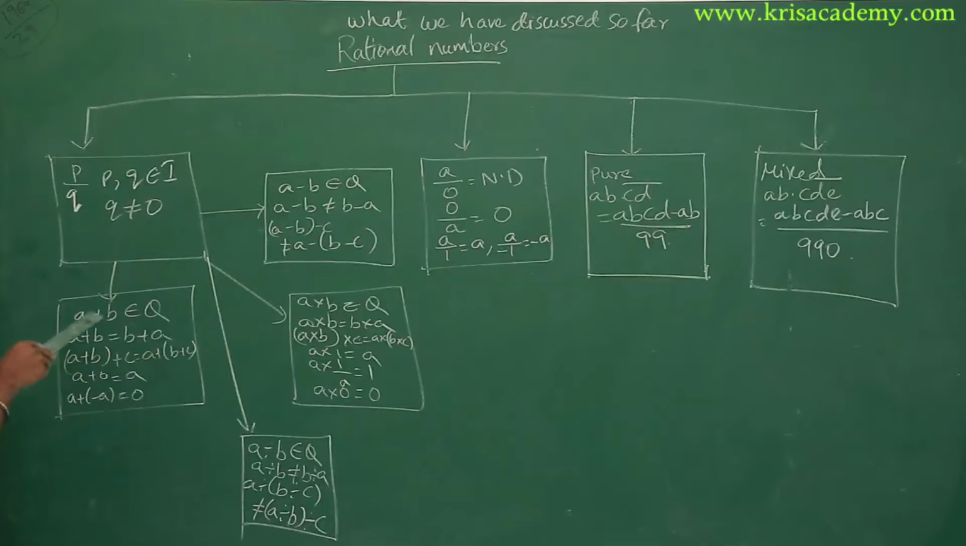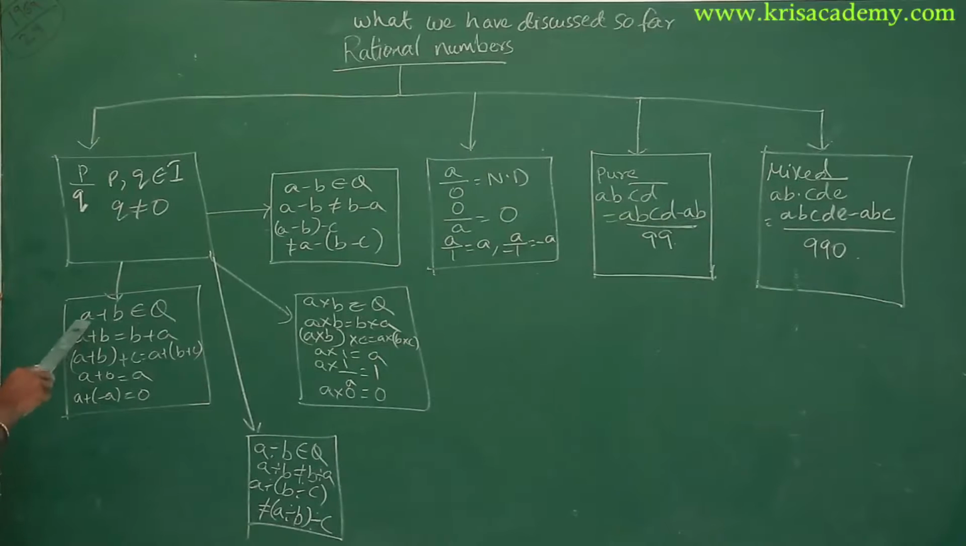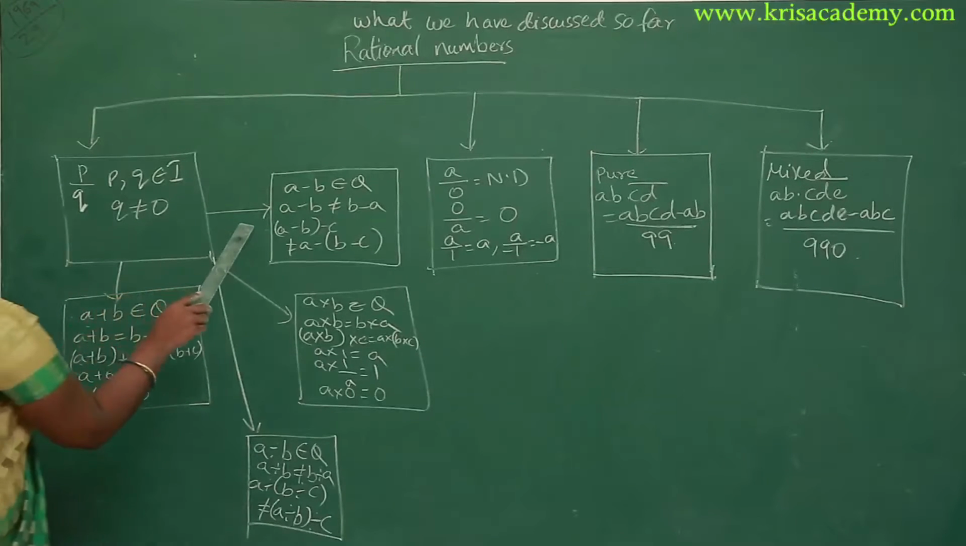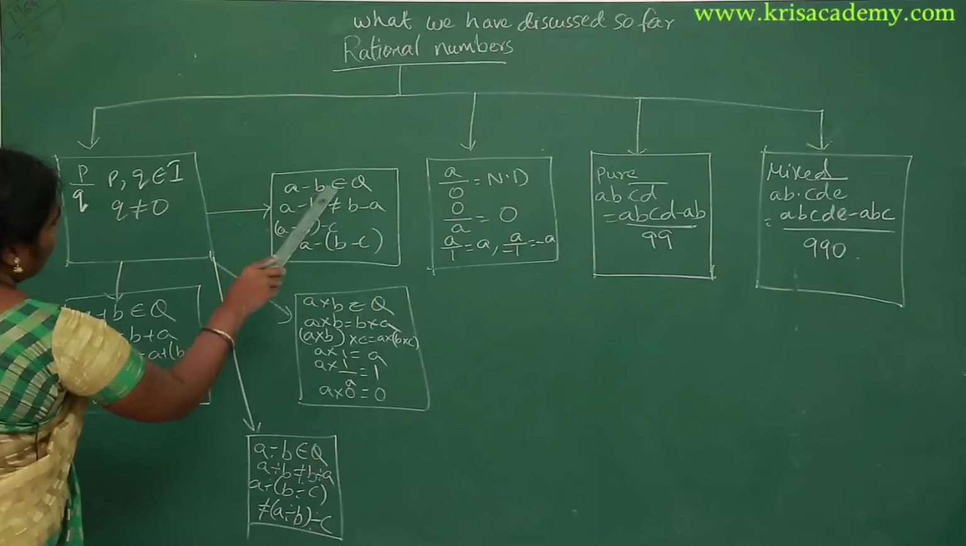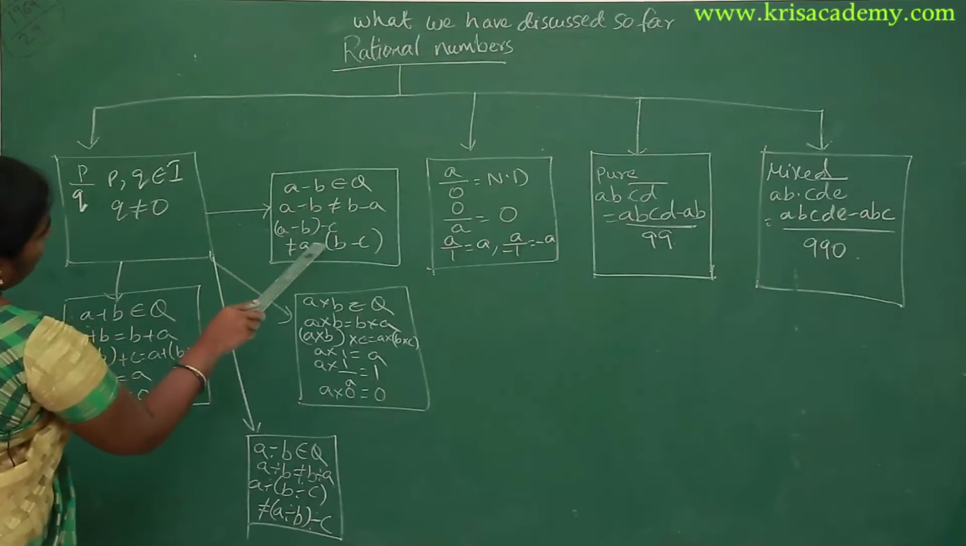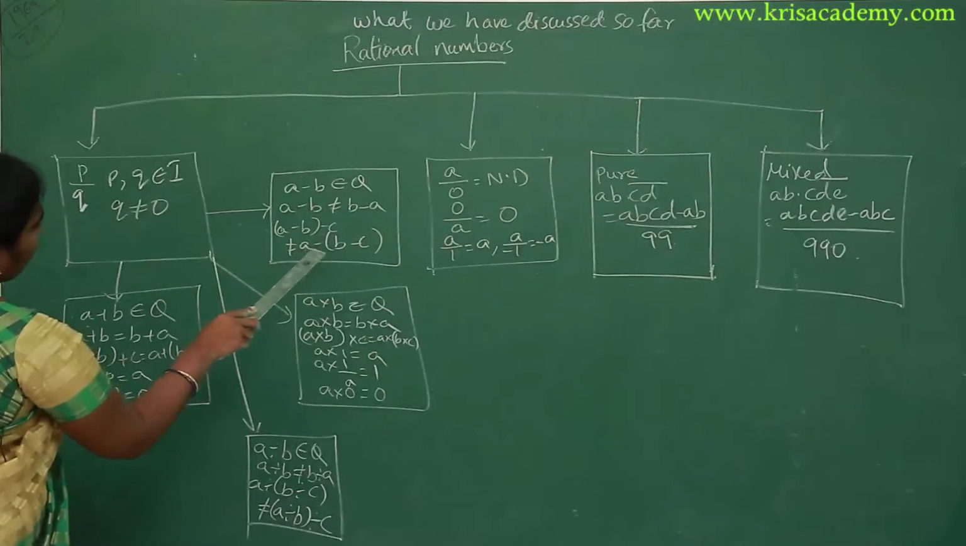After that, we have followed 4 binary operations: addition, subtraction, multiplication, division properties. Addition property will satisfy all the properties: closure, a plus b belongs to q, commutative, associative, identity and inverse. So in addition we don't have any problem, all the properties will satisfy. When it comes to subtraction, a minus b belongs to q, the first closure property will satisfy, commutative and associative will not satisfy.